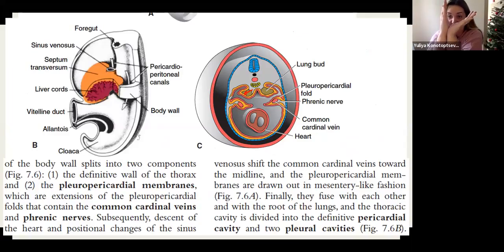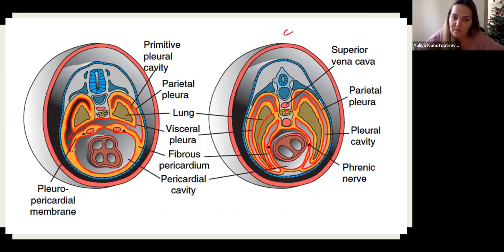Lung. And as it expands, it does something like this. Okay, it's kind of detaching the rest of your fold from the wall, right? So it's kind of pushing the fold away from the body wall. Because of the growth of the lung, pleuropericardial fold becomes pleuropericardial membrane. It is now becoming much thinner.